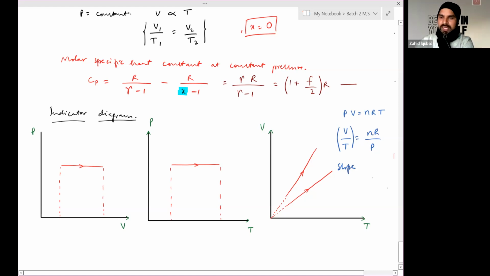On the right side, we have n, the number of moles, which is constant, and R, the universal gas constant, which is again constant. So we're left with just pressure. So we can say the slope of this particular graph is inversely proportional to pressure. The more the slope of the curve of volume versus temperature, the lesser the pressure. So let's say this is A and this is B.